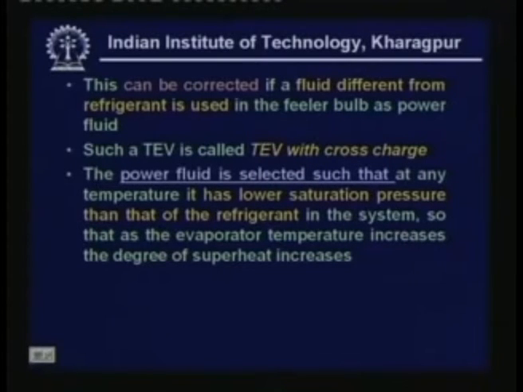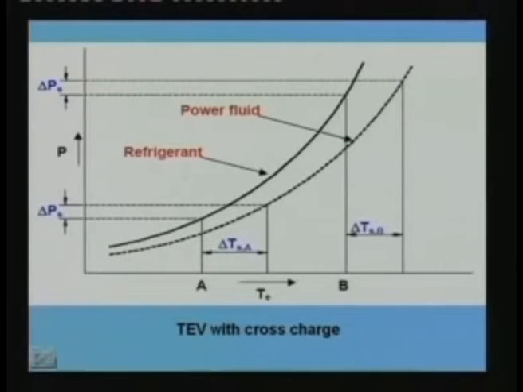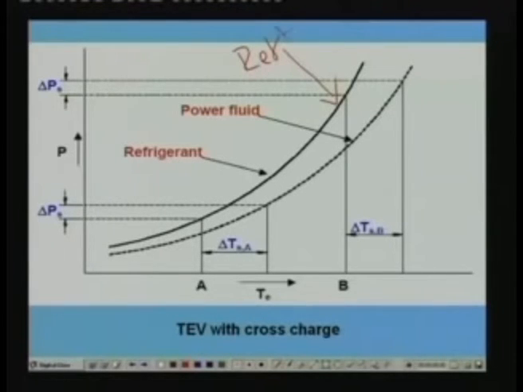The power fluid is selected such that at any temperature it has lower saturation pressure than that of the refrigerant in the system, so that as the evaporator temperature increases, the degree of superheat also increases. That means we use a different fluid. So this again shows the saturation curve. For example, this is the saturation curve of the refrigerant, and this is the saturation curve of the power fluid. You can see that at any temperature the power fluid has a lower saturation pressure than the refrigerant.